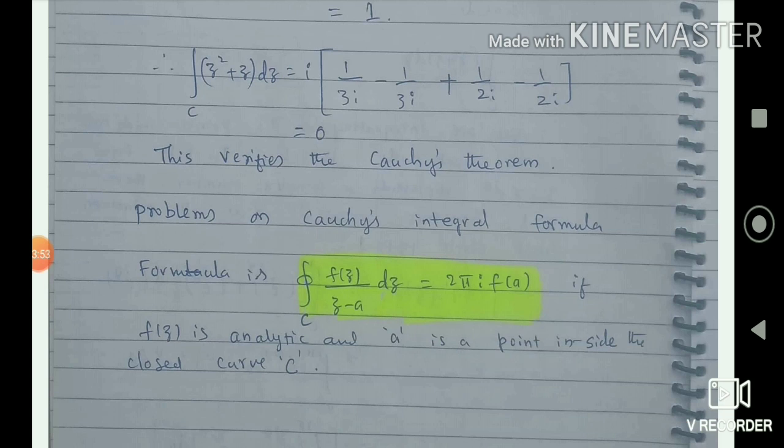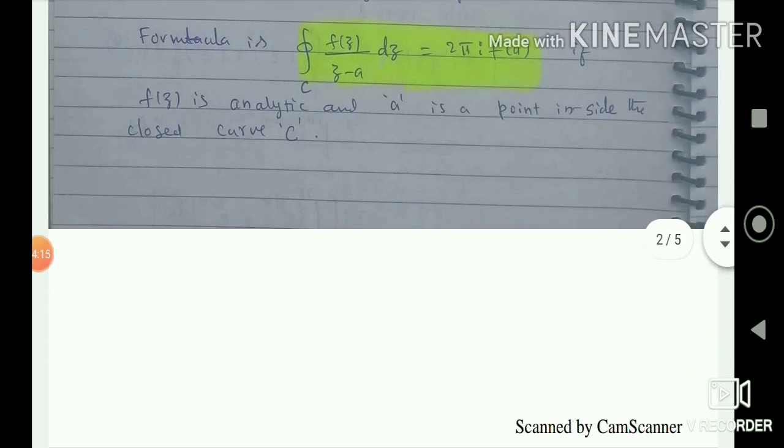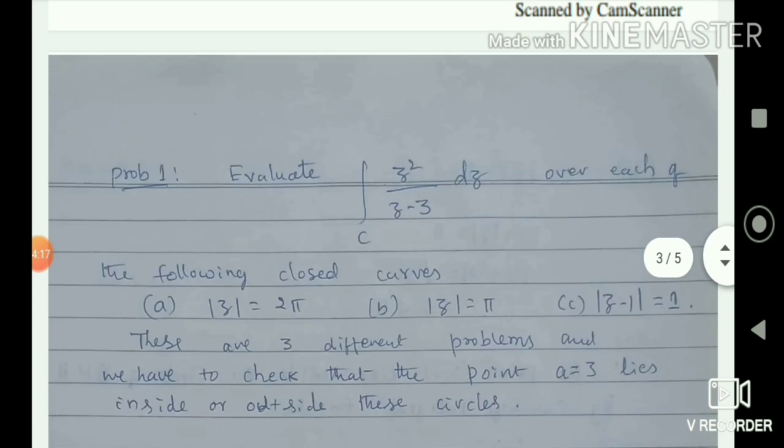Now we shall see problems on Cauchy's integral formula. The Cauchy's integral formula is that the integral of f of z by z minus a over a closed curve C is 2 pi i into f of a, where a should be a point inside the closed curve C. Right. So let us take the first problem.